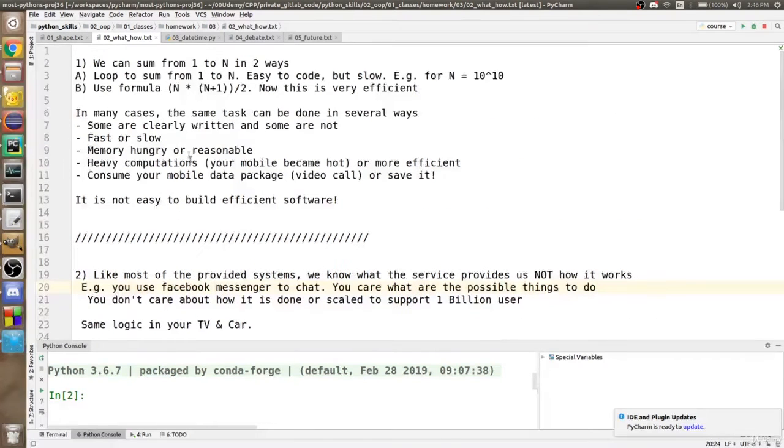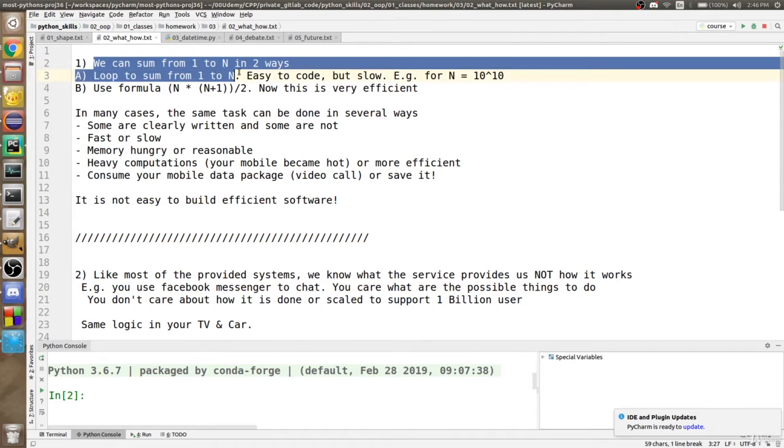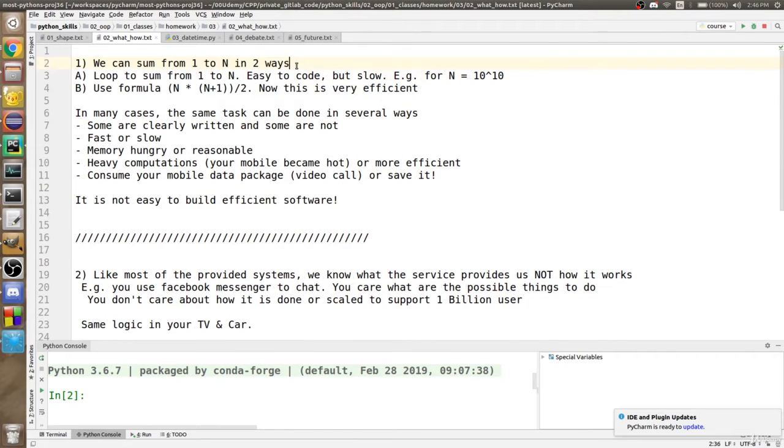In the what versus how, back to the first problem, the task is summing the numbers from 1 to n. This is the task itself, but we can do that in different ways that you already know at the moment. For example, we can loop and sum the numbers from 1 to n. This is very easy to code, but slow, especially for a number like 10 to the power 10. On the other side, a formula like n times (n plus 1) over 2 is very efficient, a single line of code, but you might take some time to think about it. The first is easy to come to your mind. The second takes some time to think about.